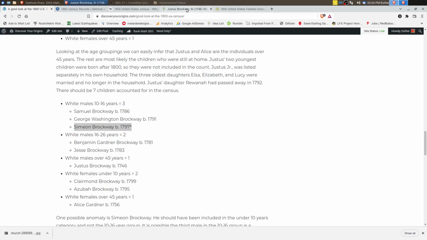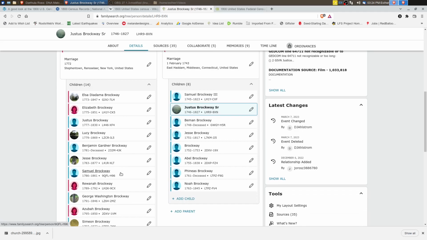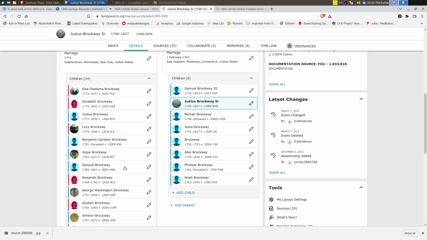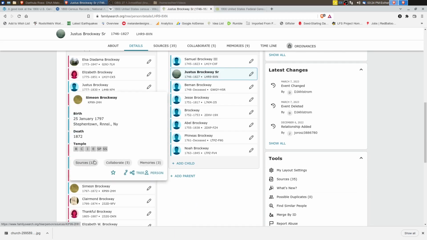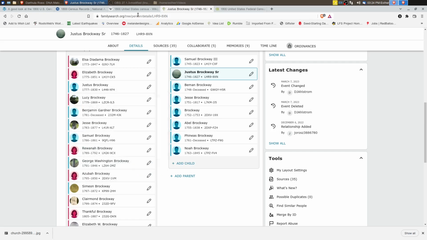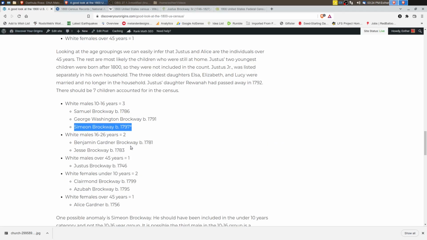If we look at the family grouping again, for Simeon, he supposedly died in 1872. And he does have some sources for his birth date that need to be evaluated to see if they support these birth dates and death dates. So there's a possible research question right there.